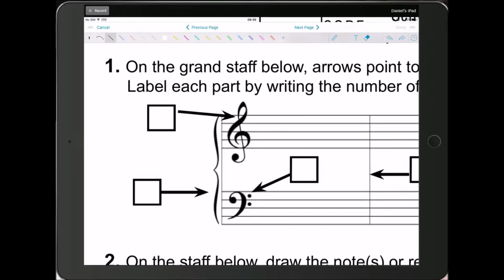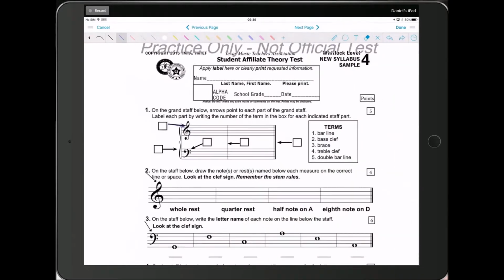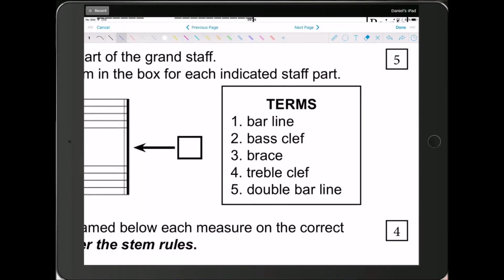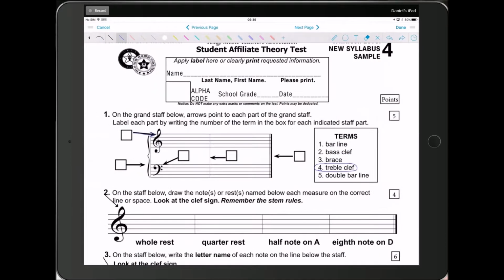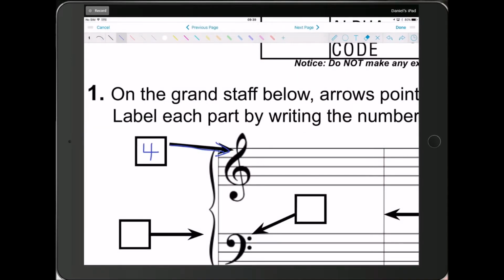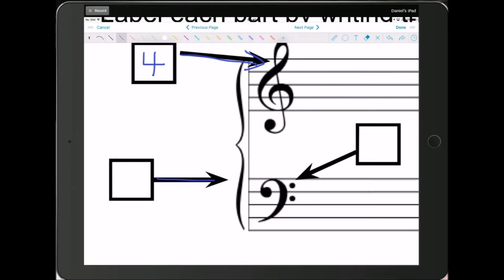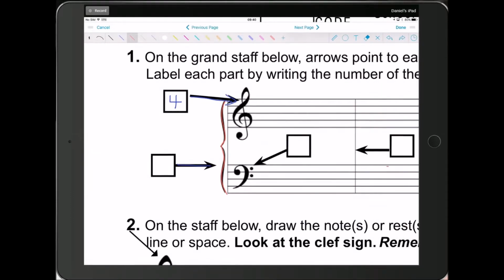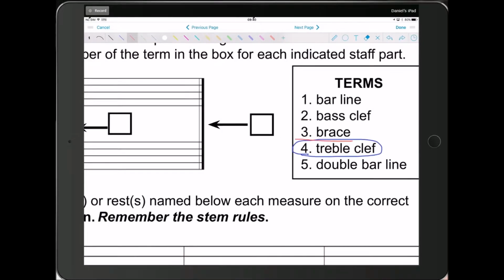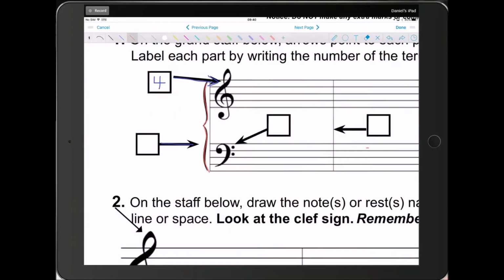In this case, the first box is pointing directly to the treble clef. So we look over here in our terms box, we see treble clef, and all we have to do is write a 4 right here. Alright, so that's the treble clef. Some students get confused with the second box right here. It's pointing to this right here, and this is called the brace. So if we look over here in our term box, we have the brace as number 3. Okay? So, number 3.